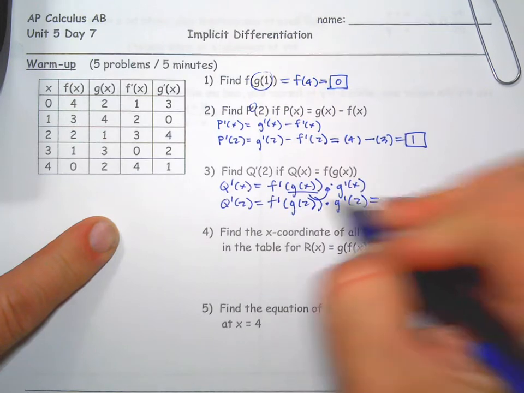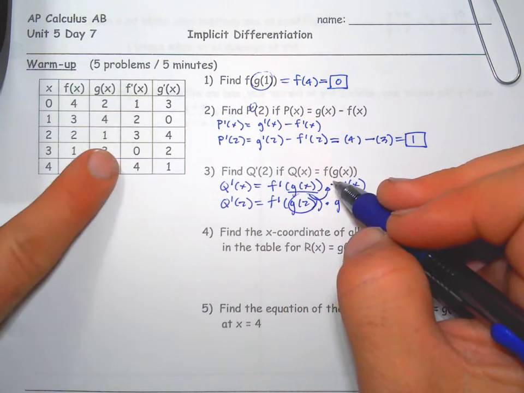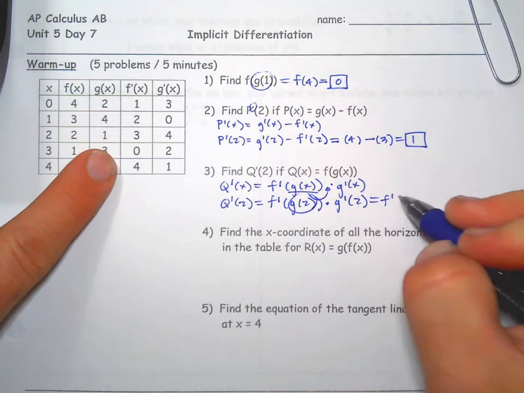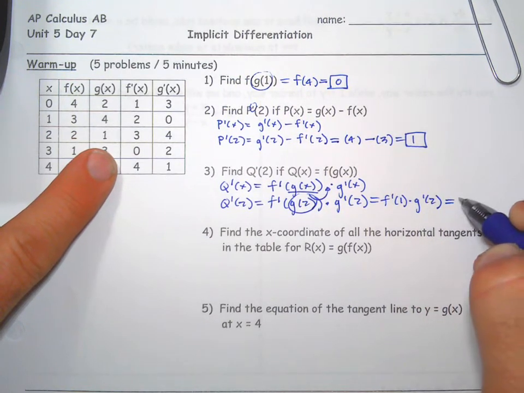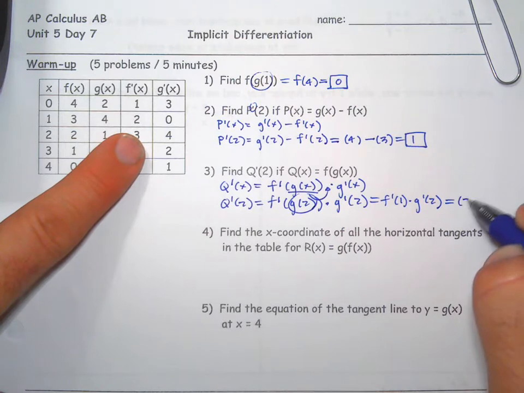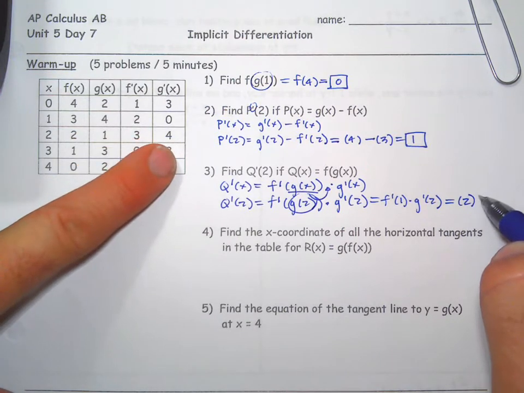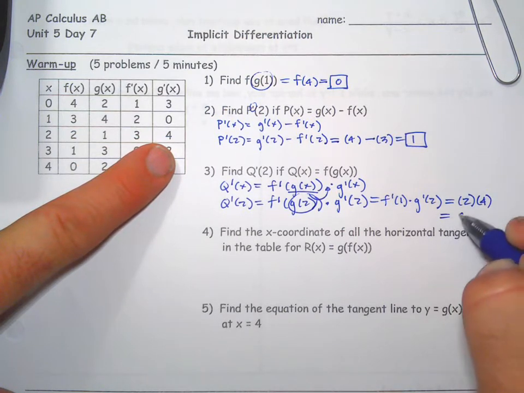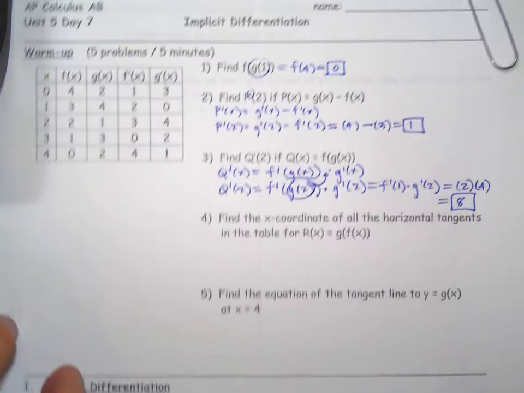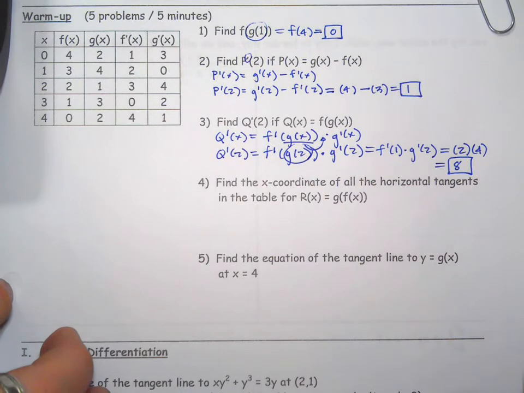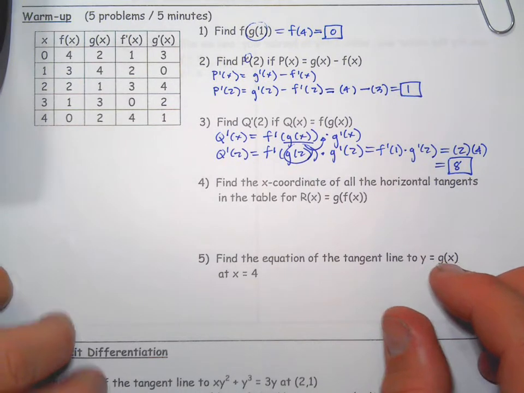And so g of 2 is 1, and f prime of 1 is 2, and g prime of 2 is 4. And so the answer is 8. Show your work. It'll help you make fewer little mistakes. It'll help you get partial credit when you do make mistakes.